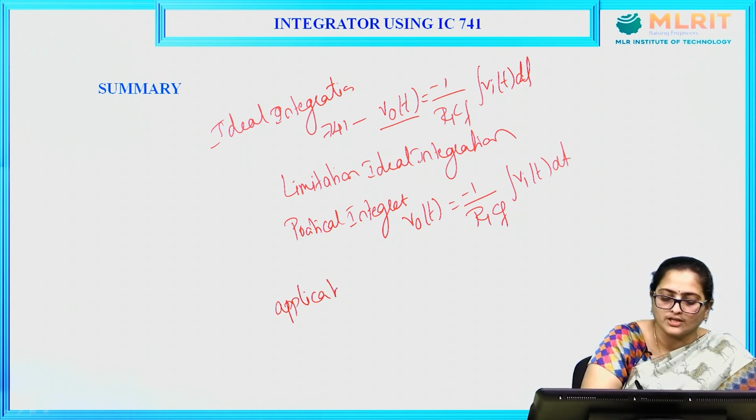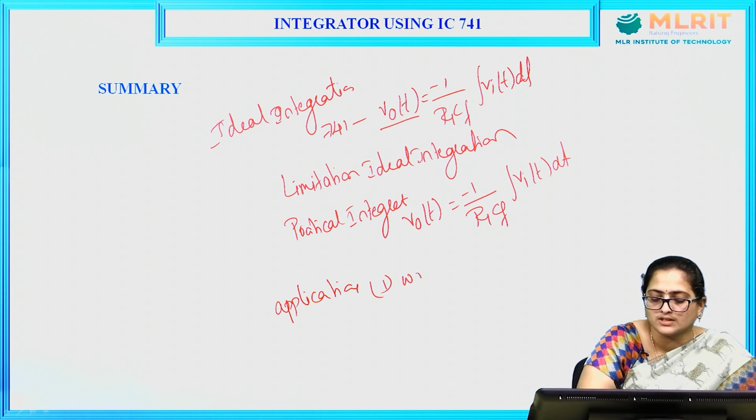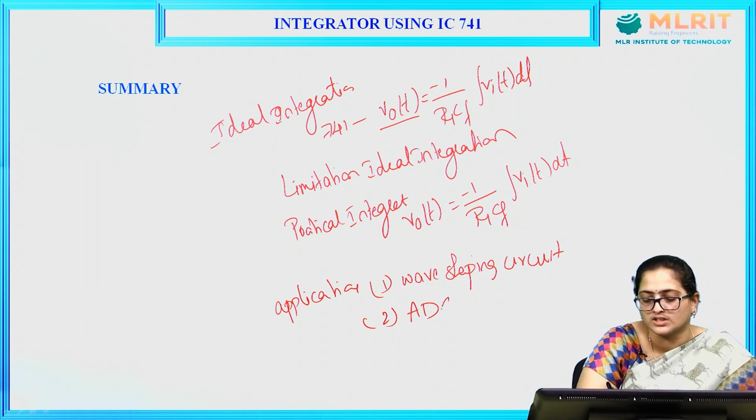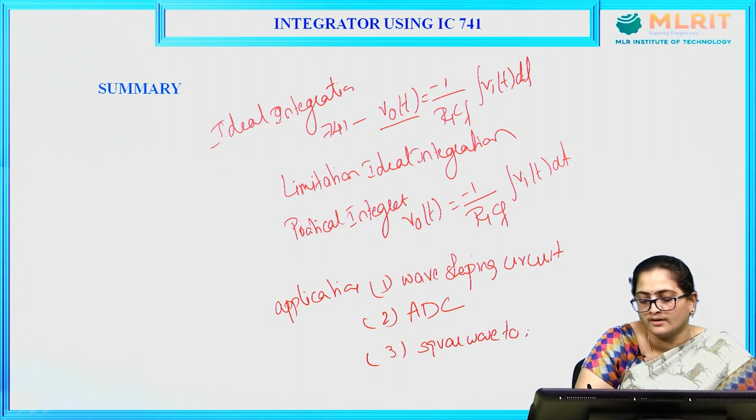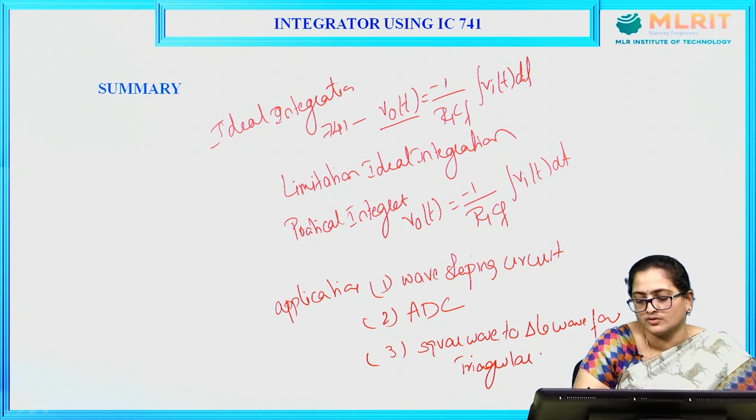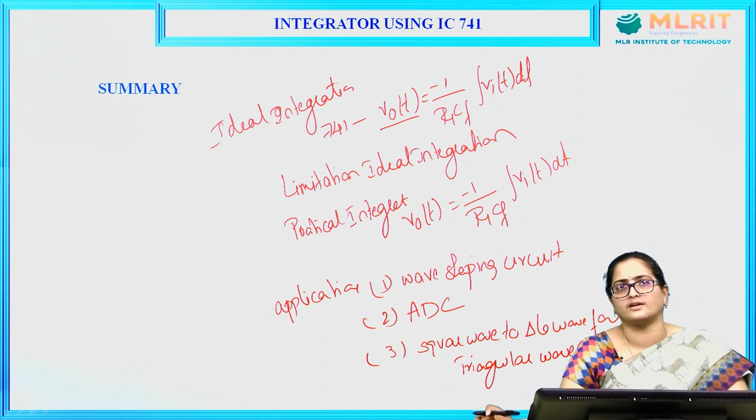And coming to the applications, you can use this circuit as a wave shaping circuit, in analog to digital converters, and also to convert a square waveform to a triangular waveform. We can say a triangular wave generator. So these are the applications of an ideal integrator.